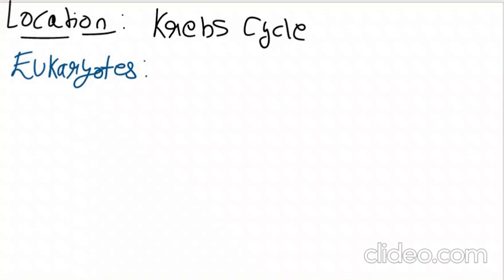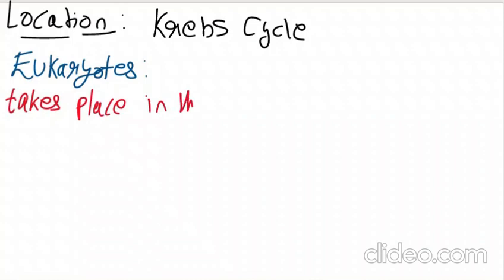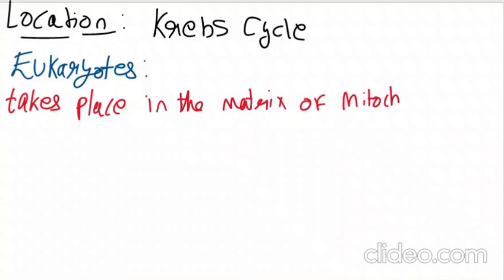So when I talk about the eukaryotic cell, the Krebs cycle takes place in the matrix. In the matrix of which thing? In the matrix of mitochondria. Okay, in the matrix of mitochondrion or mitochondria, one and the same thing, it occurs.